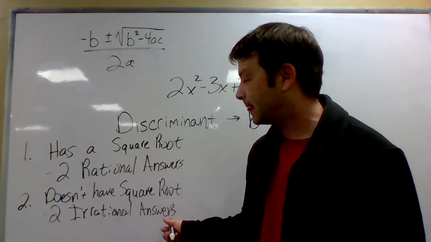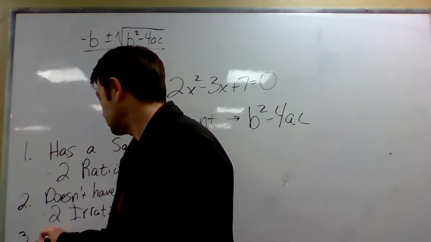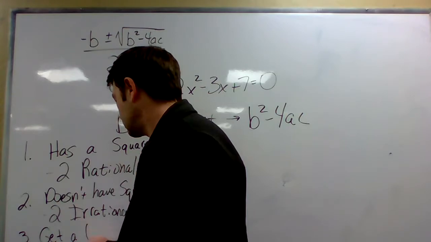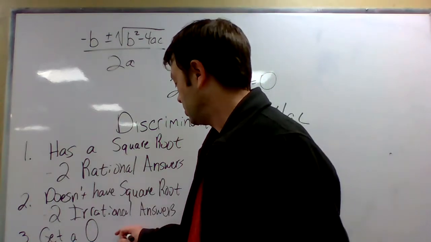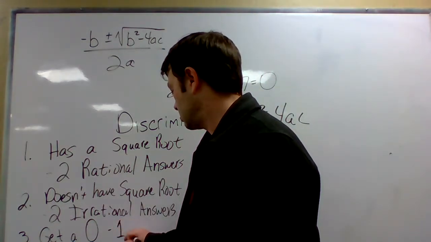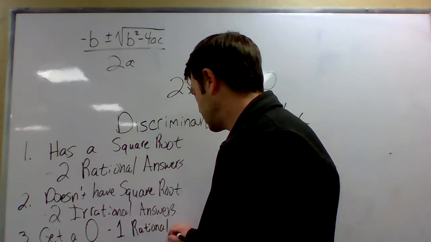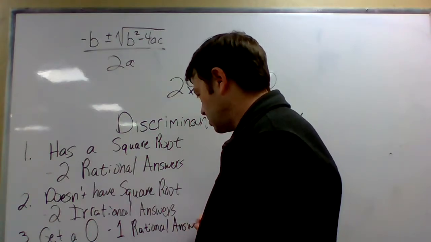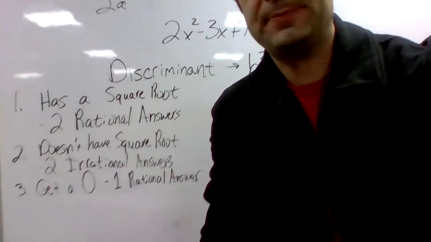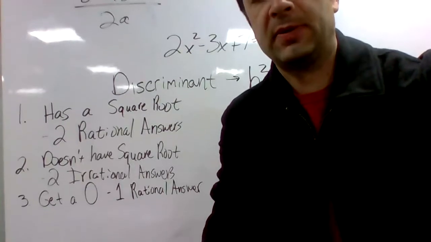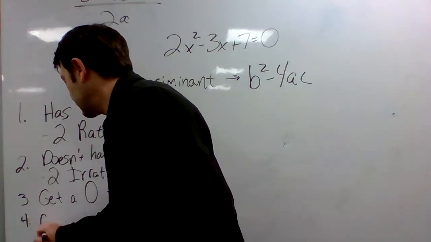All right. Third option is if you get a 0. In that case, it's kind of rare, but you're only going to have one rational answer. And then the last case is if you get, there we go. Okay, the last case is if you get a negative.